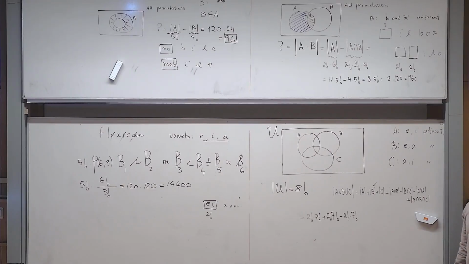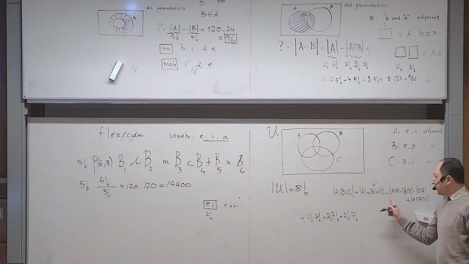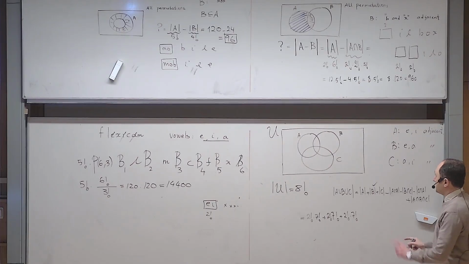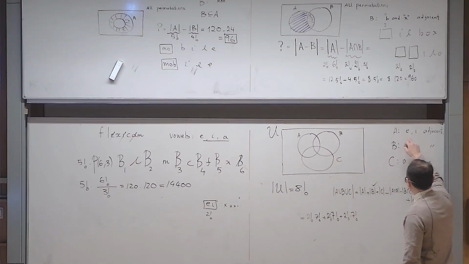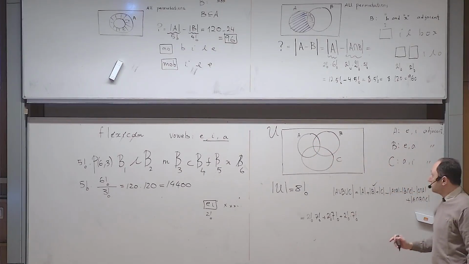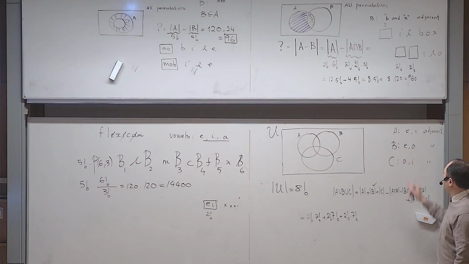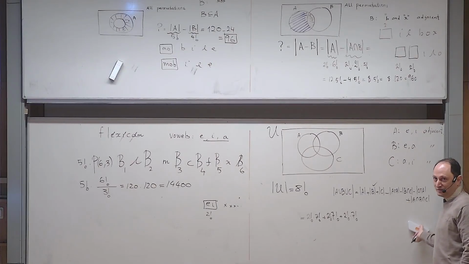Okay? Is that right? But now, can you do this one for me? What is the interpretation of the cardinality of A intersection B? It means that it is somewhere within both A and B. So it means E and I are adjacent, and E and A are also adjacent. So can you see how we can count this one now?